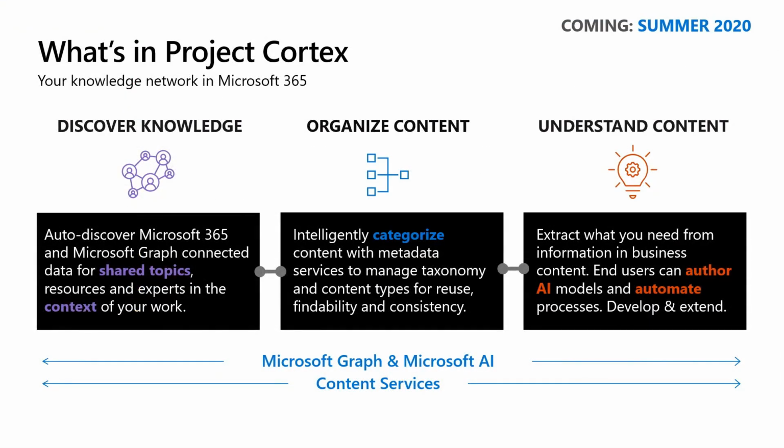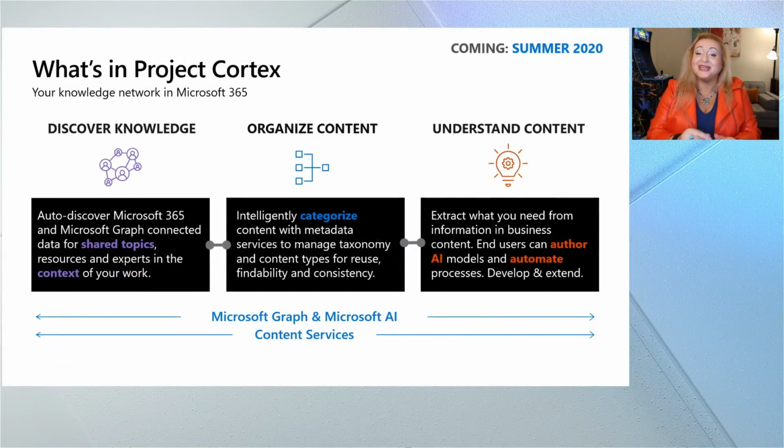Great. So if you're not familiar with Project Cortex, let me tell you a little bit about what's included. First off, it's really 3 interlocking capabilities. We're looking at how you can discover knowledge from topics inside of your organization automatically. So we're going to look through all of the content that you have in Microsoft 365 and all of that great Microsoft Graph connected data and figure out what topics are relevant inside of your organization.